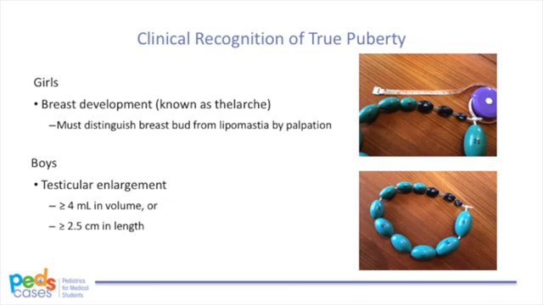We can see from the picture that it looks similar to a beaded necklace, with each bead representing a different testicular volume. A volume of 4 milliliter or more signifies true puberty. In addition to measuring the volume with an orchidometer, we can also choose to measure the length of the ovoid body with a measuring tape.